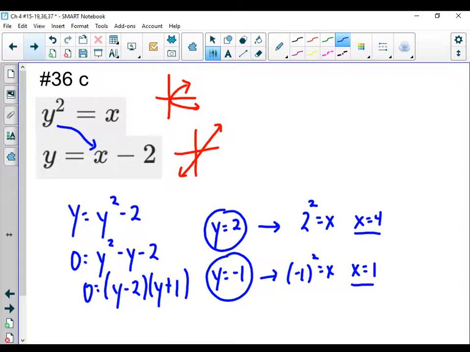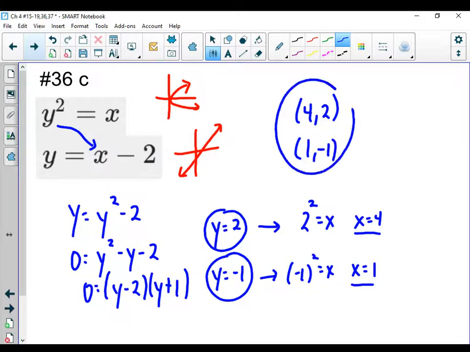So here's what's going on. If I were to graph that sideways parabola, and then I were to graph that line, I'm going to have two intersection points. One of them will be at the point (4, 2). The other one would be at the point (1, negative 1). And those would be our solutions.